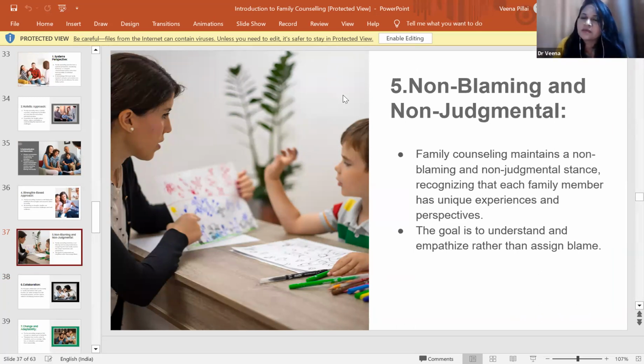If there are three family members, for instance a father, mother, and a child, sometimes the mother and the child would form a coalition against the father, or another external family member could form a triangulation and influence the opinions of other family members. So family counseling maintains a non-blaming, non-judgmental stance, and the goal is to understand and empathize rather than assigning the blame. So to understand why that particular person is behaving in that manner, what is it that the other family member has to look for without judging the other person.